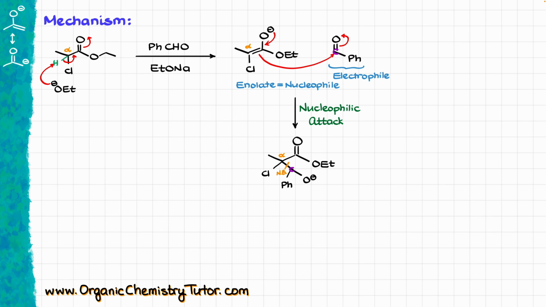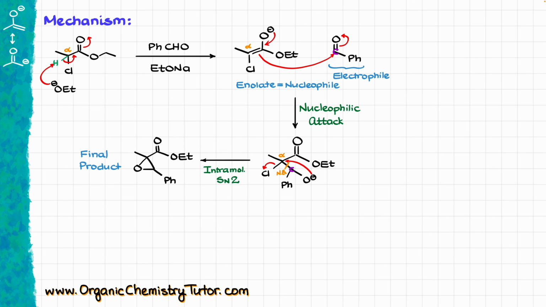Now, the next step in this reaction is going to be an intramolecular SN2 reaction, where the oxygen that we have right over here is going to be playing a role of a nucleophile and intramolecularly attacking the alpha carbon again, displacing our chlorine like so, giving us our final product, the epoxide, which is going to look like this.